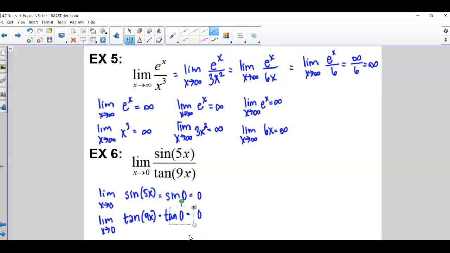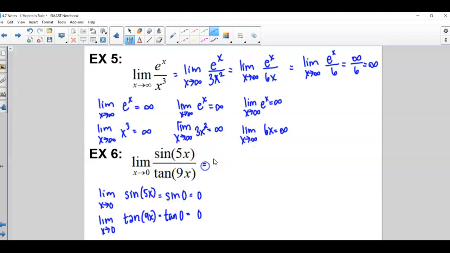So we've got 0 over 0. We can use L'Hopital's rule because we've got no other choice. There's nothing else we know how to do with this trig stuff. Even if we tried to use trig identities, it's not going to work because we got a 5x and a 9x. If they were both 5x's, then we might could do some canceling to get things to work out here. But a 5x and 9x, nothing's going to cancel.